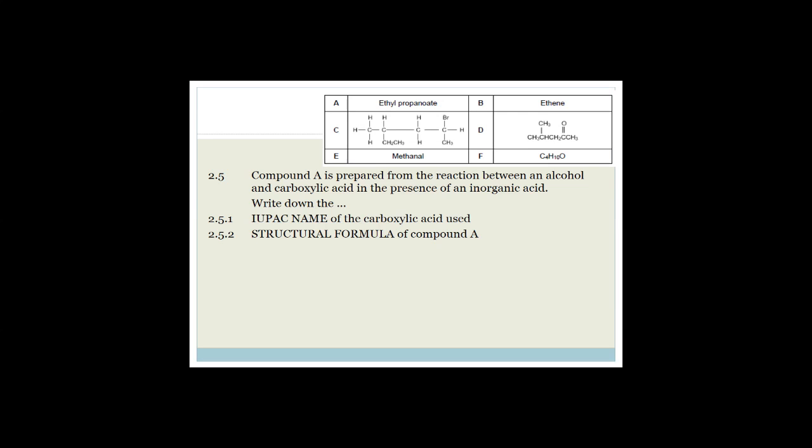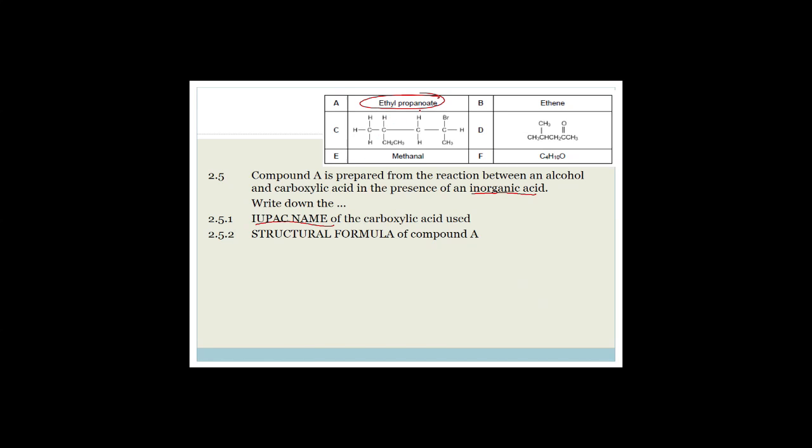We were going through organic chemistry. We're doing question two, and we got as far as doing question 2.5. Now, the question reads, I just need to find my pen. There we go. The question reads: compound A is prepared from the reaction between an alcohol and a carboxylic acid in the presence of an inorganic acid. First, it says write down the IUPAC name of the carboxylic acid used.